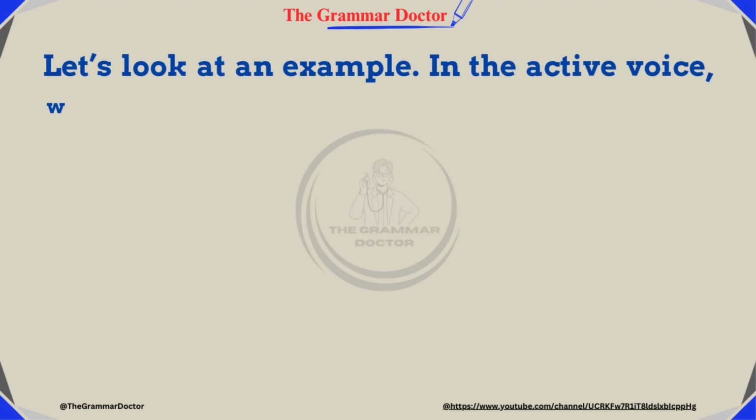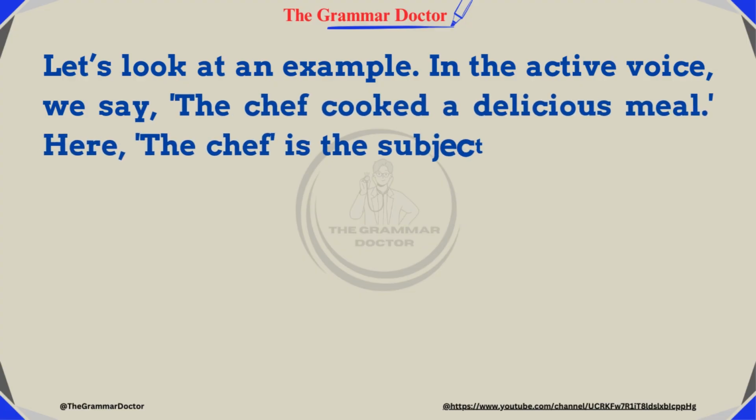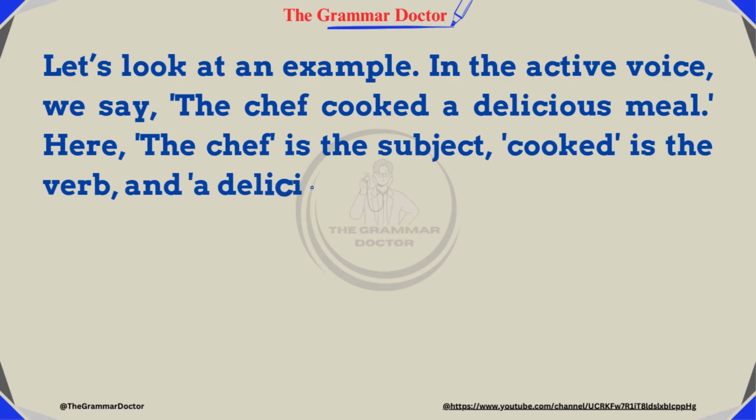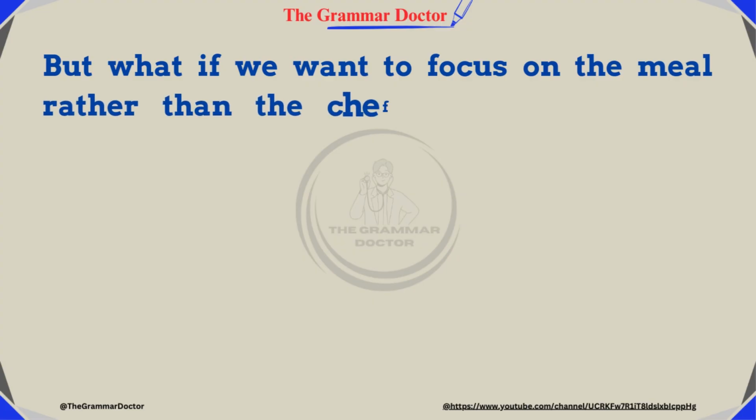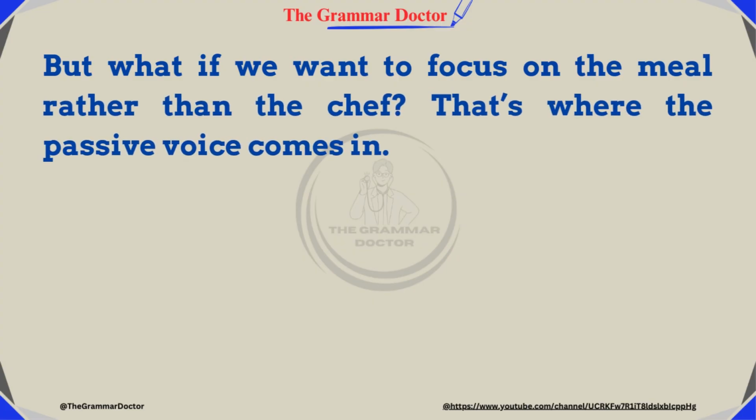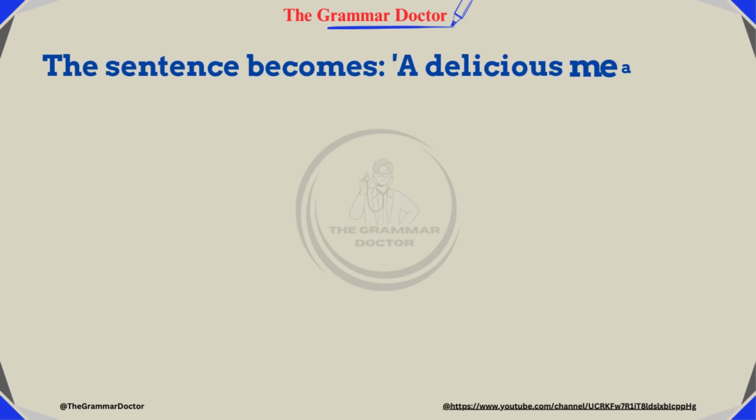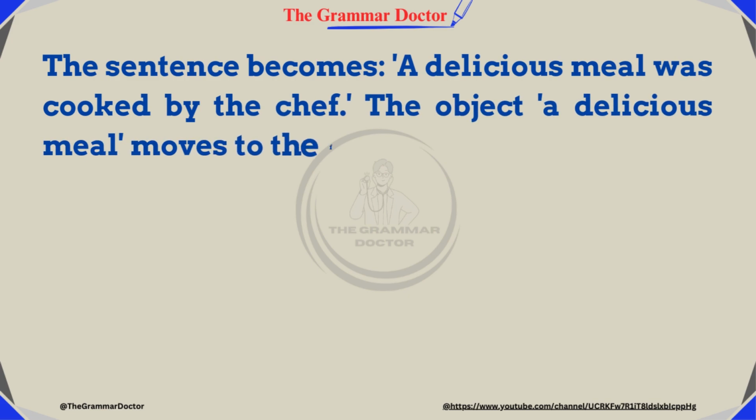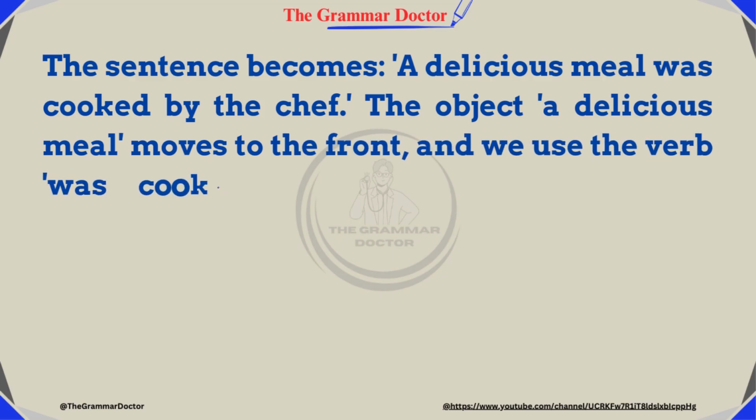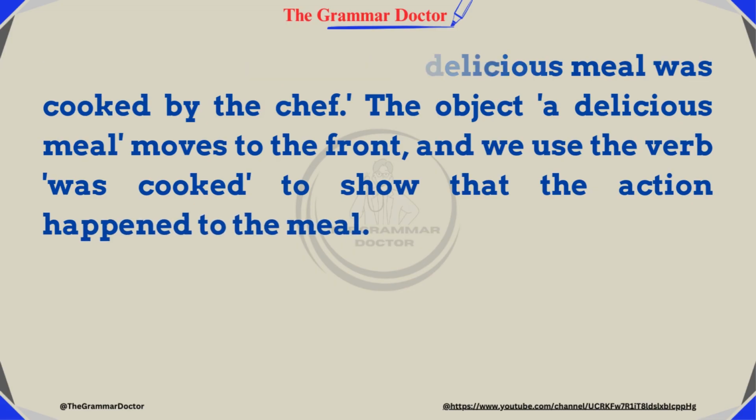In the active voice, we say, "The chef cooked a delicious meal." Here, the chef is the subject, cooked is the verb, and a delicious meal is the object. But what if we want to focus on the meal rather than the chef? That's where the passive voice comes in. The sentence becomes, "A delicious meal was cooked by the chef." The object, a delicious meal, moves to the front, and we use the verb was cooked to show that the action happened to the meal.